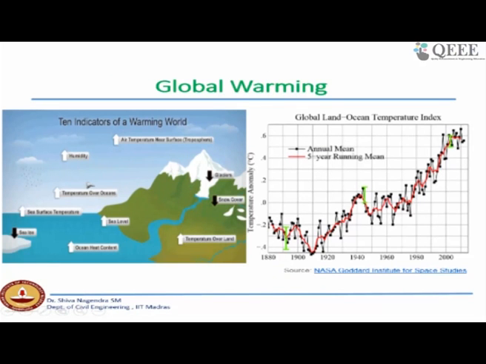Now, what are the indicators for this global warming? You know that ambient air temperature near the surface increases. All of us are aware of it. There is an increase in surface temperature. Then humidity also increases. Temperature over the ocean also increases. Sea surface temperature increases. Sea level rise is happening. Temperature over the land area increases.